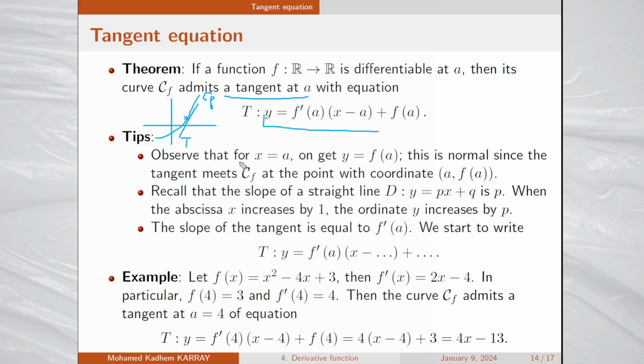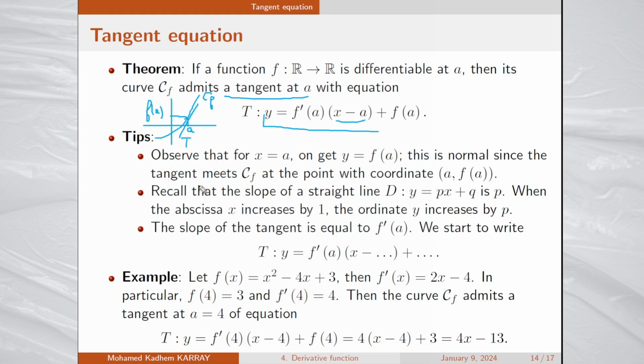Observe firstly from this equation that for x equals a, this term here vanishes, and we get y equals f of a. This is normal since the tangent meets the curve of f at the point with coordinate a in the abscissa and f of a in the ordinate.